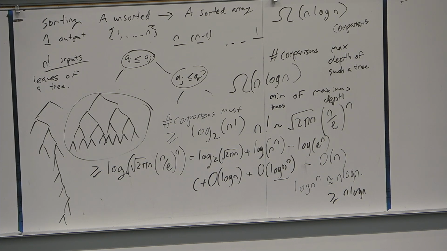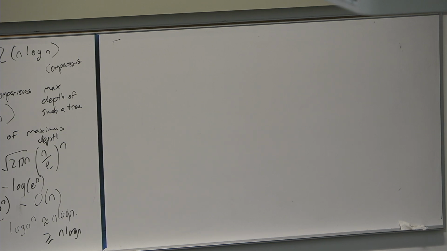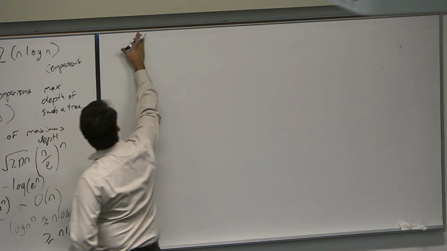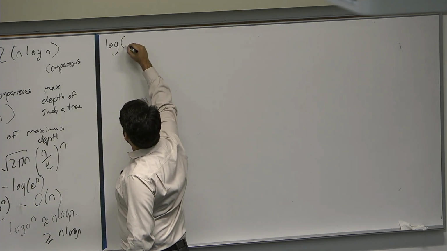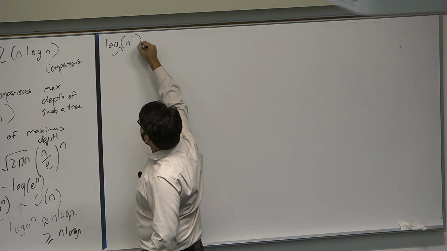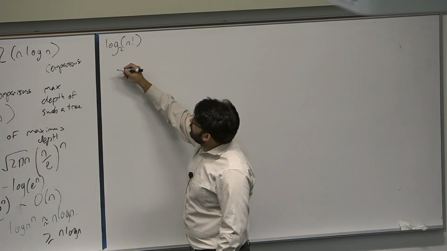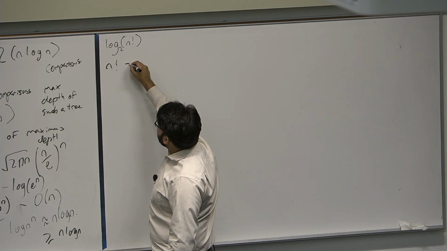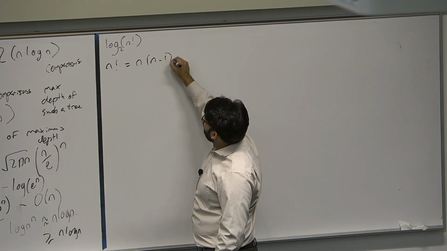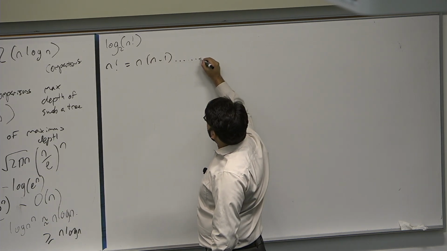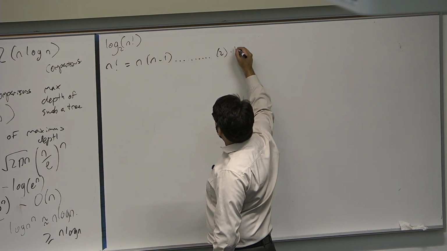Let's do the easy way. Again, we want to compute log of n factorial, let's say even base 2. So what we can say is that n factorial is equal to n times n minus 1 times, down to, 2 times 1.